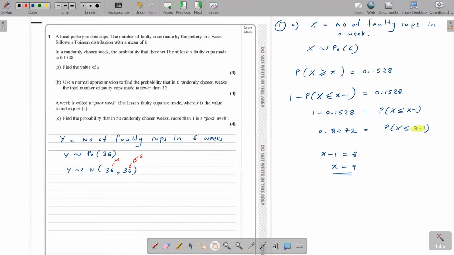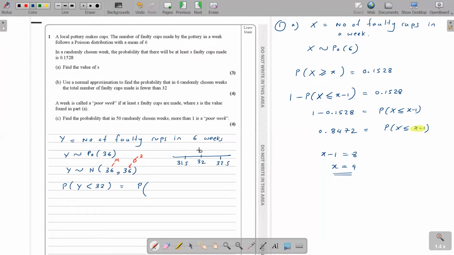So what do we need to find? They're asking you to find the probability that the Y value, the number of faulty cups made, is fewer than 32. So you have to find the probability Y less than 32. Remember, there are a certain set of rules you need to remember here. The first thing is, we are going from Poisson to normal, right? So we are going from discrete to continuous. So you must do what? You must apply continuity correction. Y less than 32 is going to be either less than 31.5 or less than 32.5.